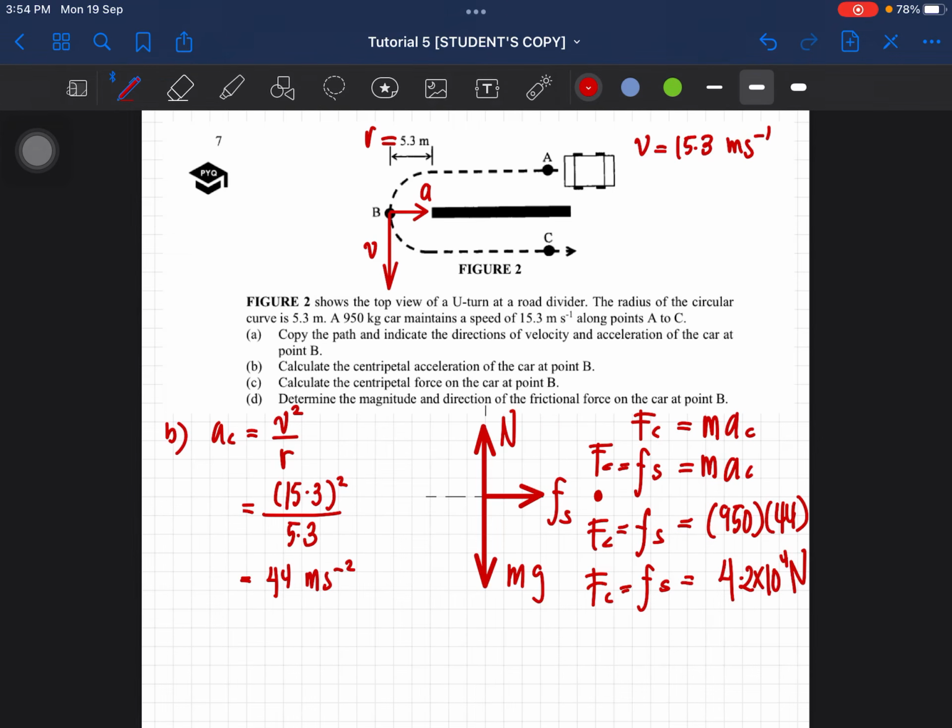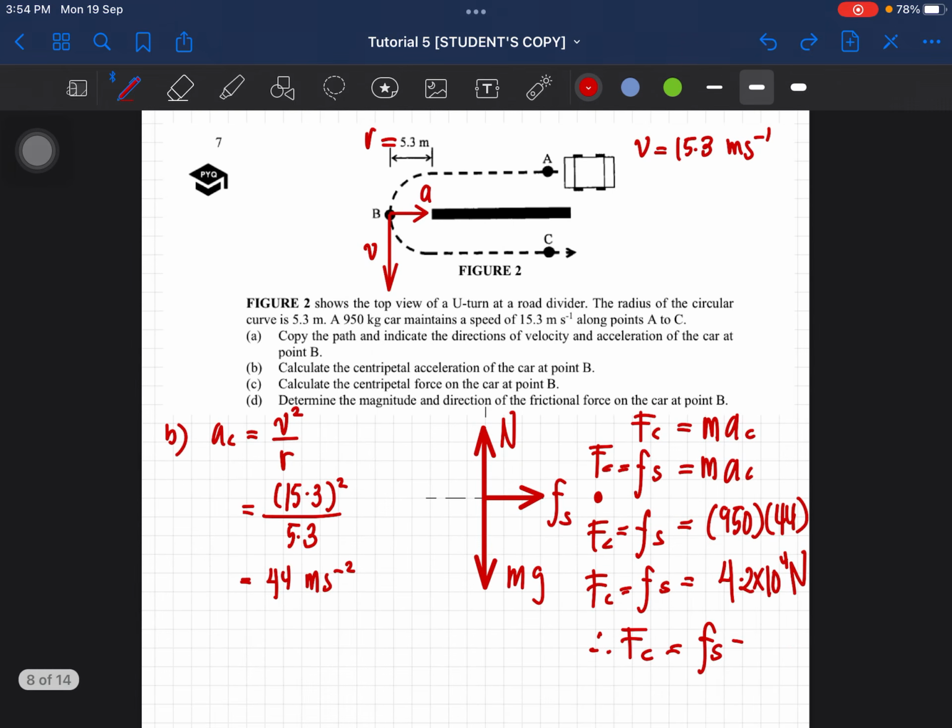Or you can declare below that FC is equal to FS, which is equal to whatever the value is. Just like that. So that is question C.